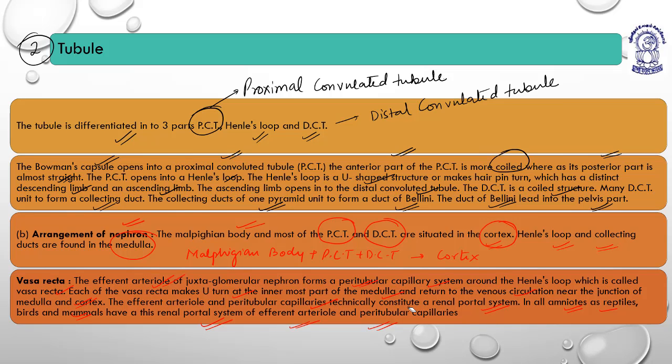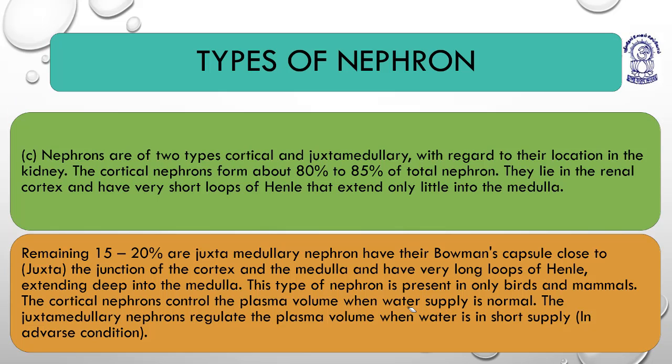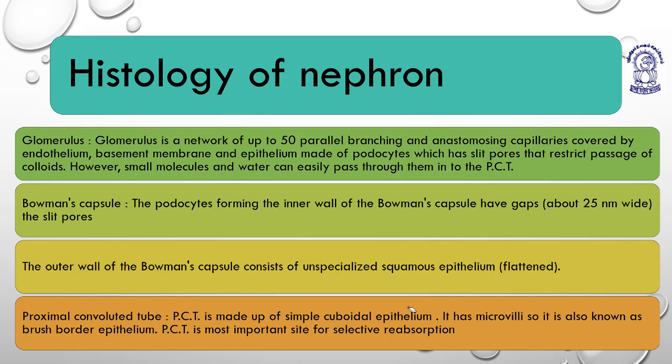The efferent arteriole and peritubular capillaries technically constitute a renal portal system. In all amniotes, as reptiles, birds, and mammals, they have a renal portal system made up of efferent arteriole and peritubular capillaries. So these are the types of nephron.